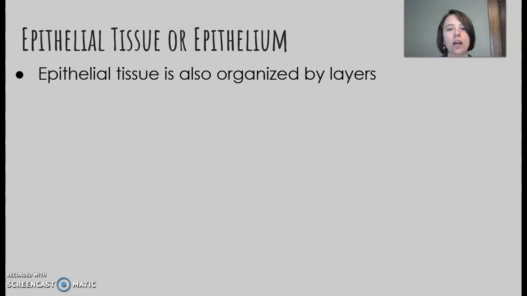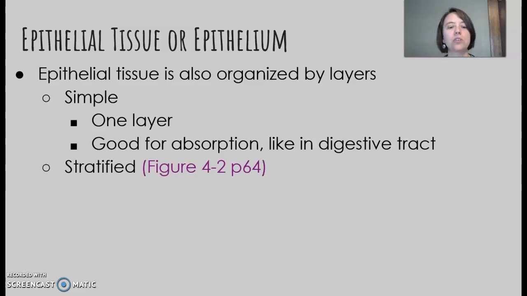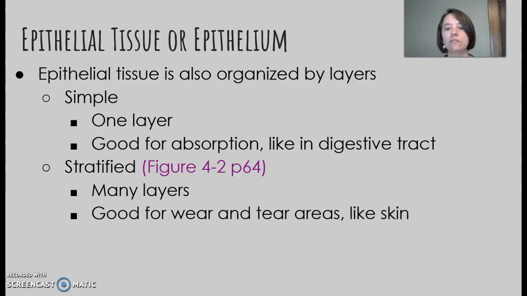Epithelial tissue is also organized by how many layers it has. Simple means it has one layer. And where would you find this? In places where it'd be really good for absorption because it's just one layer, like in the digestive tract where you're trying to absorb nutrients, or in the respiratory tract where you're trying to absorb oxygen. Stratified is many layers, and it's good for wear and tear areas like your skin, where you don't want just one layer, because if you cut that one layer or wear off that one layer, you're in big trouble. So you want a bunch of layers.